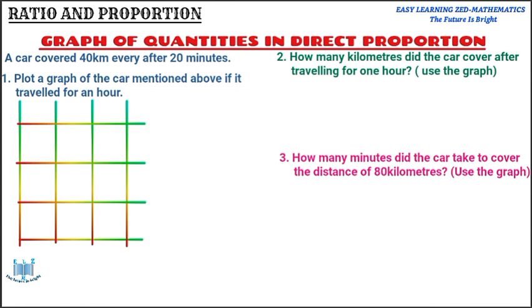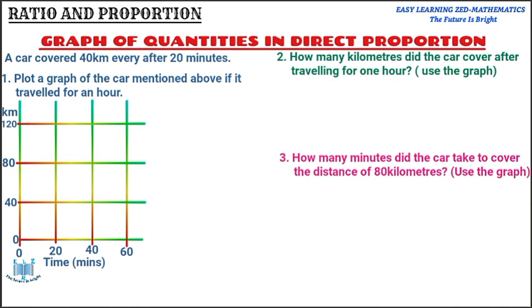Once we have done that, we are going to identify the side of distance as well as the side of time. Distance will be on the vertical line here, which will be in kilometers, and then time will be down here on the horizontal line, which will be in minutes. So now this is the graph we have come up with, a simple one.